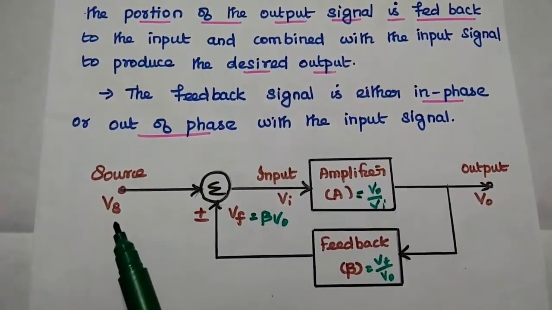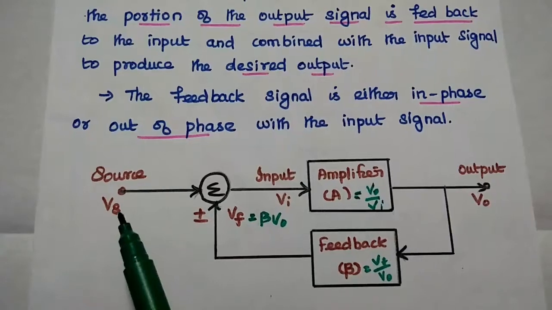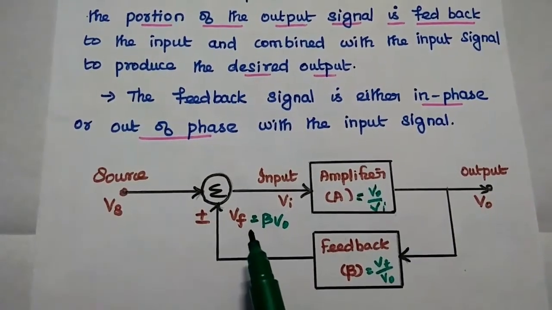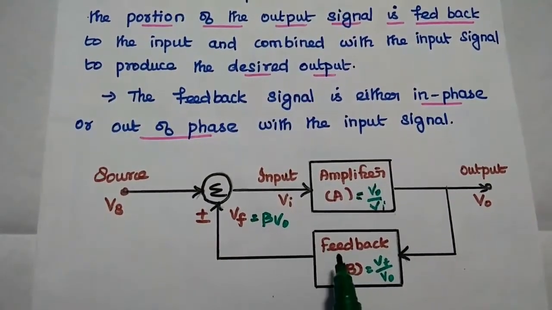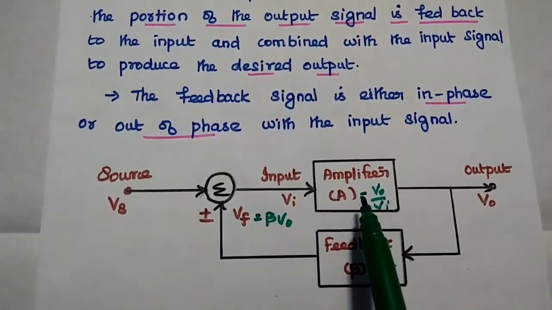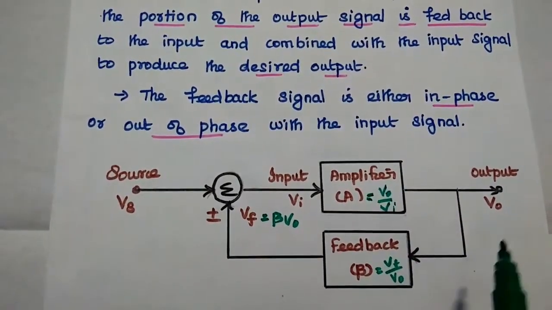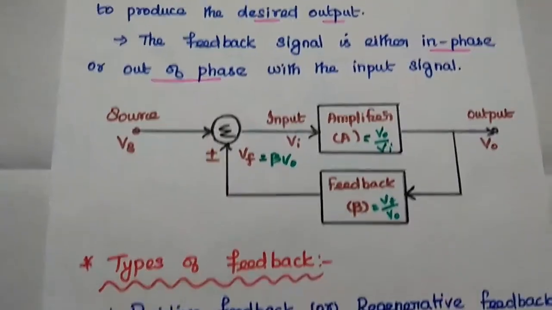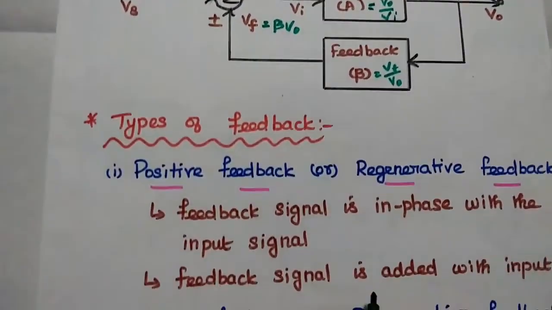Here Vs represents the source input signal. Vf represents the feedback signal from this feedback network. Vi is the actual input given to this amplifier. V0 is the output signal. Next, types of feedback.